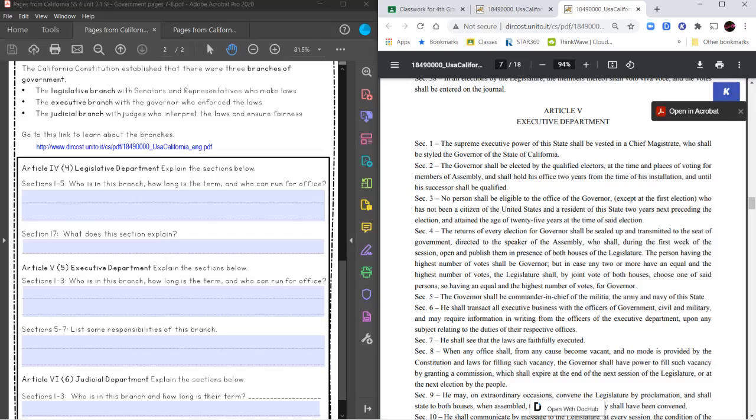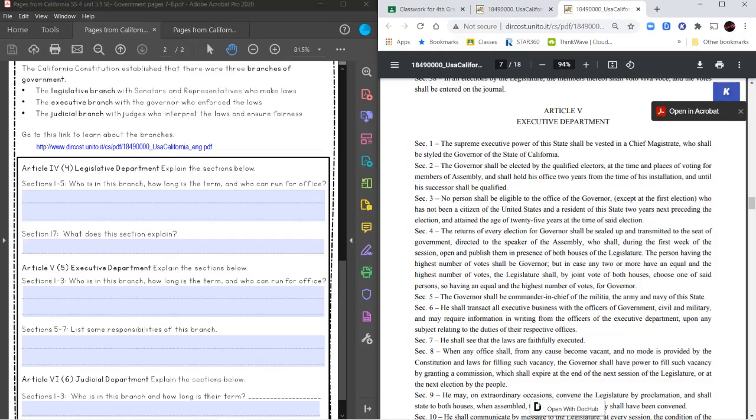Section 3: no person shall be eligible to the office of the governor, except at the first election, who has not been a citizen of the United States and a resident of the state 2 years next preceding the election and attained the age of 25 years at the time of said election.